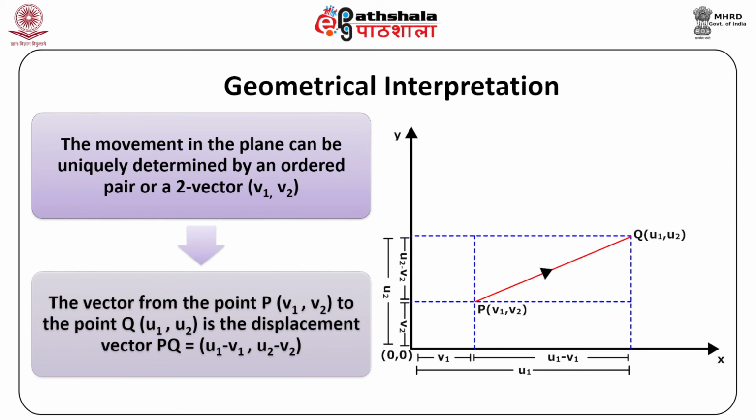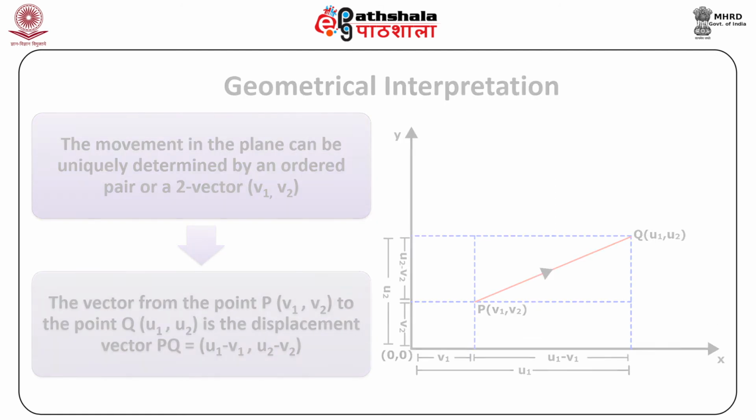The vector from the point P (v1, v2) to the point Q (u1, u2) is the displacement vector PQ = (u1 minus v1, u2 minus v2). This vector PQ is the directed line segment. In a similar way, 3-vectors represented by triplets of real numbers can be geometrically viewed using three mutually orthogonal coordinate axes, usually called the x-axis, y-axis, and z-axis. Likewise, an n-vector has a corresponding interpretation, though no concrete geometry can be done in this case.